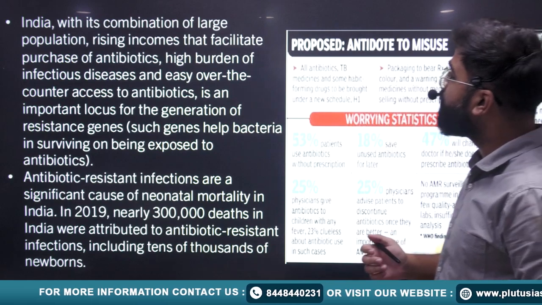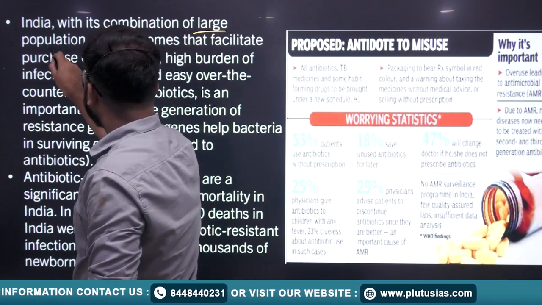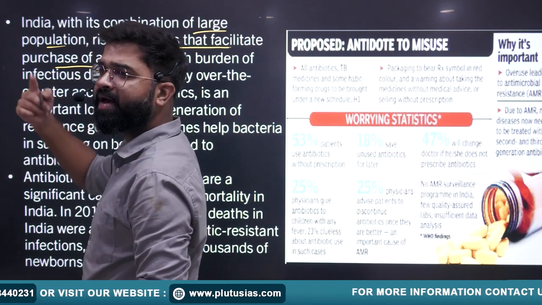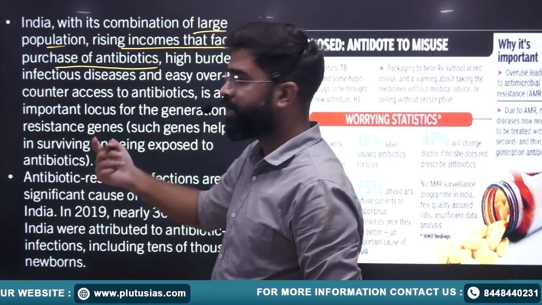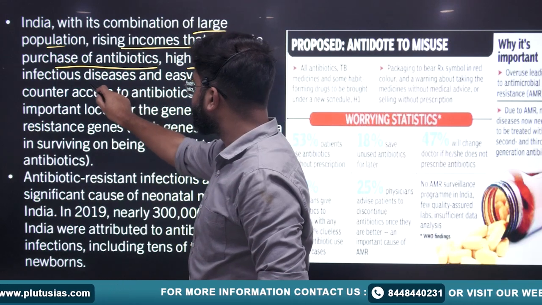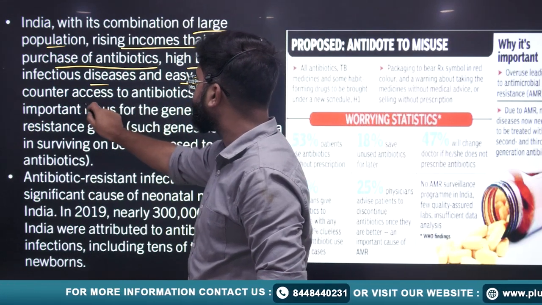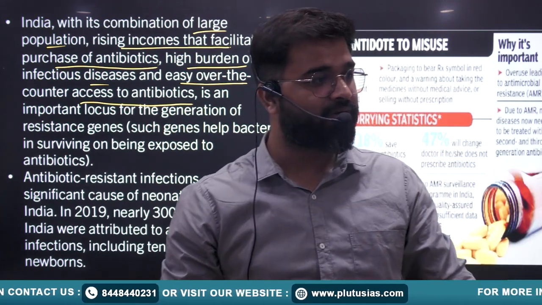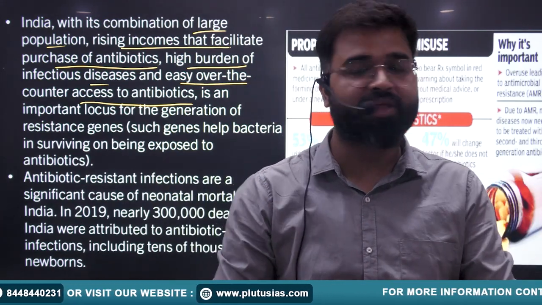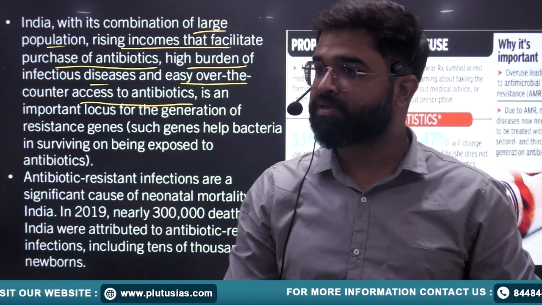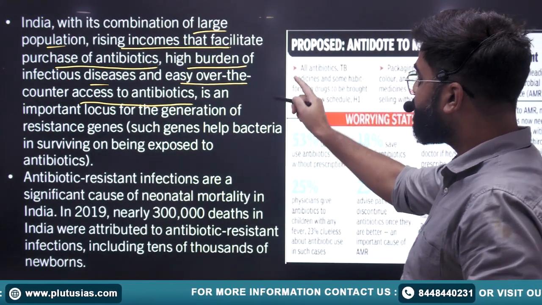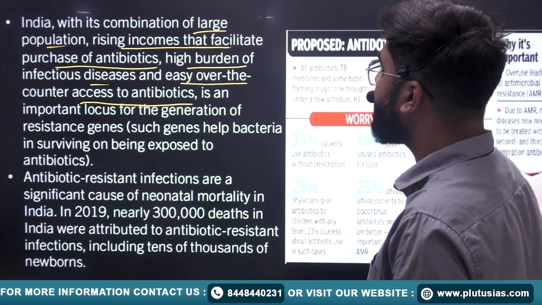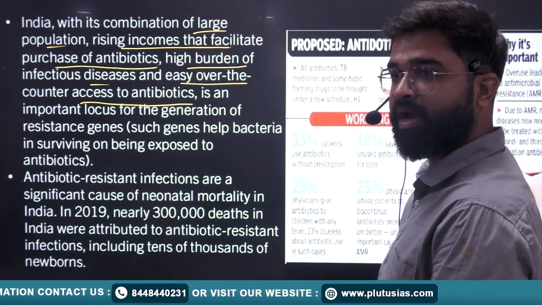India, with its combination of large population, rising income that facilitates purchase of antibiotics, antibiotics are a bit expensive, right? A bit expensive. High burden of infectious disease and easy over the counter access to antibiotics. Easy over the counter access. You go and the shopkeeper will give it to you himself, or you ask for it without any prescription. Yes. Easy over-the-counter access is an important locus for the generation of resistance genes, such genes help bacteria in surviving on being exposed to antibiotics.